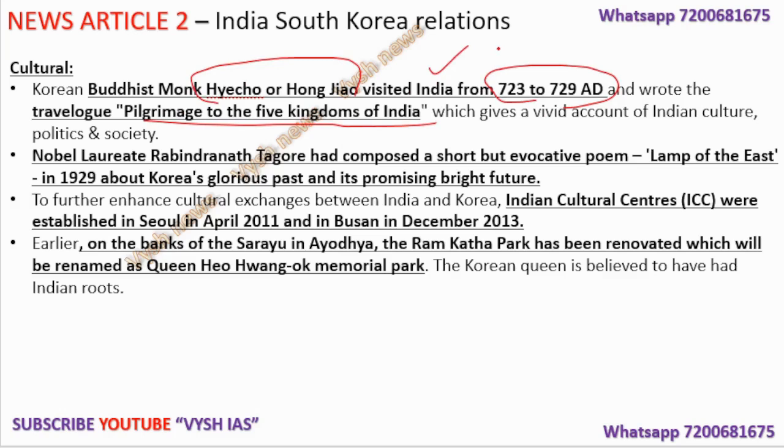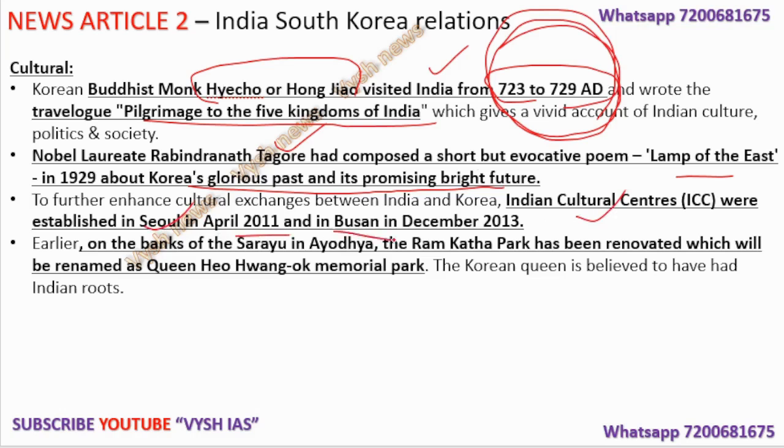Like during which king's time he came, or which geographical location exactly in India he came, do your research and try to find out. Then Rabindranath Tagore wrote a poem, Lamp of the East, in 1929. It's about glorifying Korea and its future. So that also is a prelims fact for you. Then Indian Cultural Centres are there for every country. In Korea, in Seoul, the capital, we established one in 2011. And Busan, a very important city, you would have seen movies about Busan. In 2013, they set up this ICC.